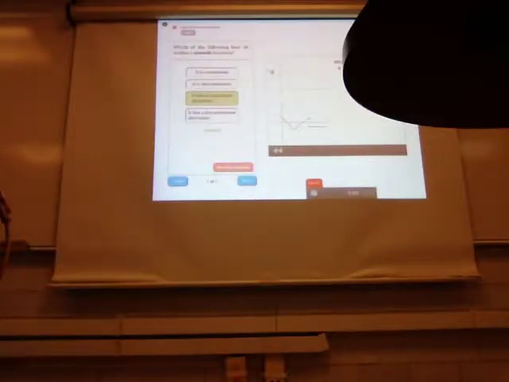This function here is continuous but not smooth. It has a sharp corner here. If instead it had a smooth corner, like this, then the derivative would look something like that, and it wouldn't have a discontinuity. What do you think the answer is?